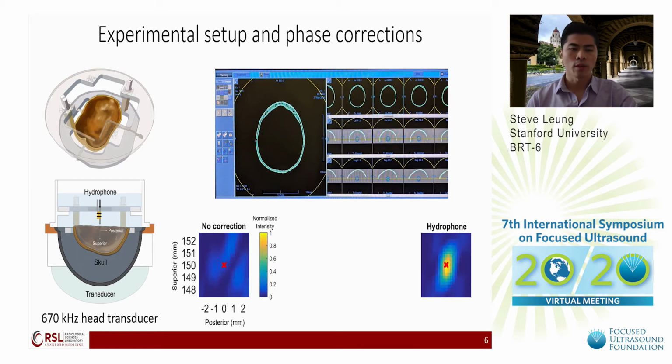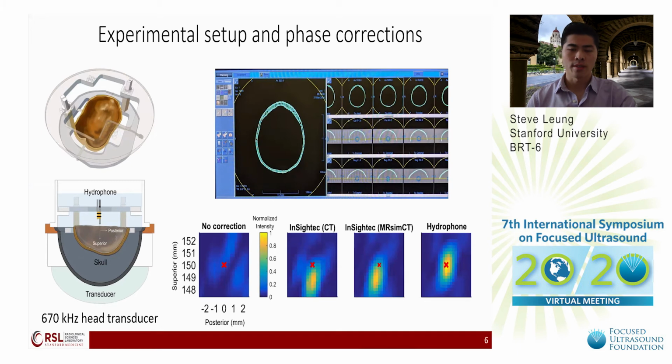We can see that with no phase correction, the focal spot is defocused and displaced, but with hydrophone corrections, the focal spot is just refocused. Using CT and MR sim CT for phase corrections, we get refocusing of the focal spot with varying pressures and positions. What I've shown here are 2D slices from a larger 3D volume that was acquired. And for the 3D data, we can evaluate the focal spots with some quantitative metrics.